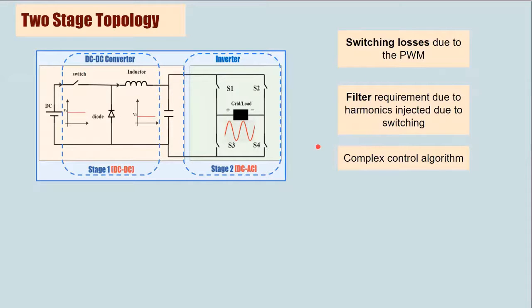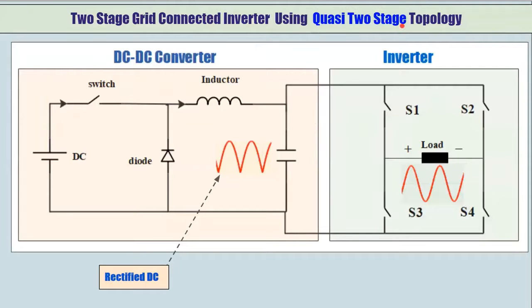So we can eradicate these drawbacks using quasi two-stage topology. So let us see how it works. So I have previously explained, instead of using this DC voltage, we will generate inverted AC. Inverted AC means rectified DC voltage, like this. This is a rectified DC voltage. So after this rectified DC voltage, we will use inverter. What this inverter will do, instead of using PWM technique, it will just unfold this waveform.